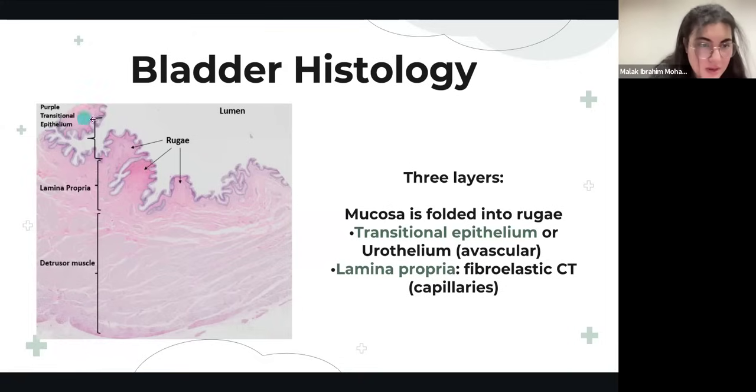So as you can see here, this is the transitional epithelium. Now, why would you guys need transitional epithelium in your bladder? I know it's common sense, but I just want you guys to interact a little.